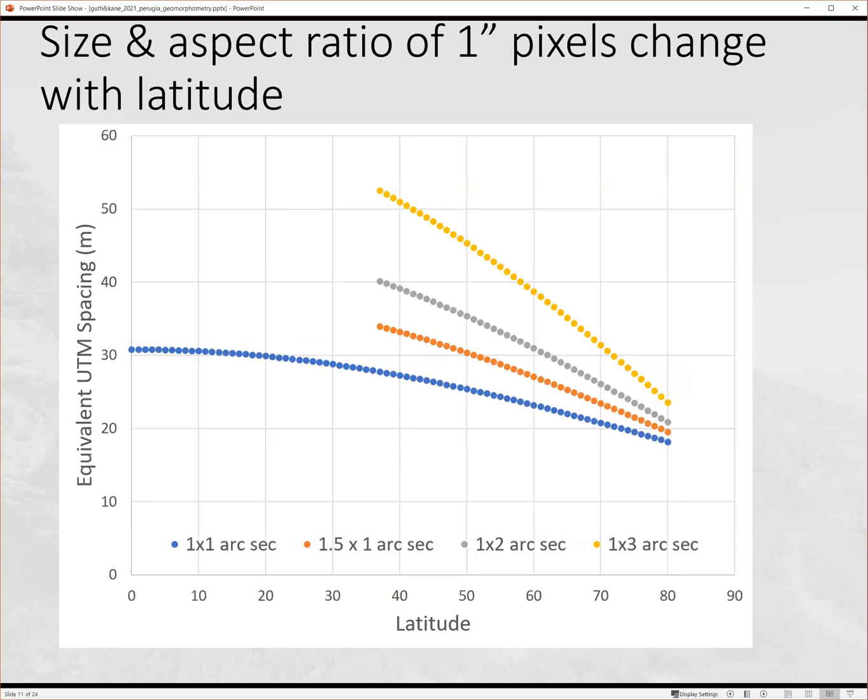Okay, and then this just shows you that the 1 by 1 arcsecond spacing, as you go to higher and higher latitudes, gets farther and farther away from being 30 meters. And that's the reason that they switched to the 1 by 1.5, 1 by 2, and 1 by 3 arcseconds at different latitudes.